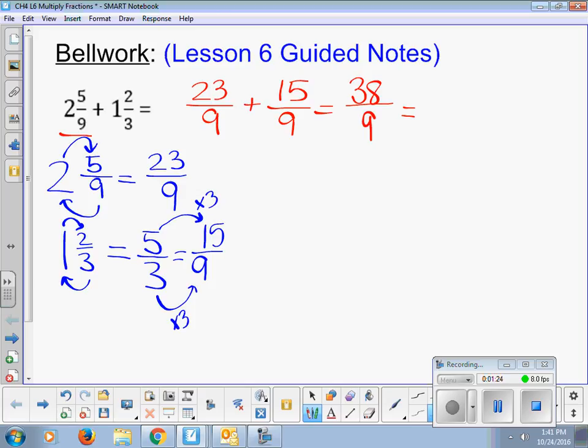How do we change it back to a mixed number? Divide. How many times can 9 go into 38? 4 times. What is 9 times 4? 36. How many do we have left over? 2, and then we write that over 9. So our answer is 4 and 2 ninths.